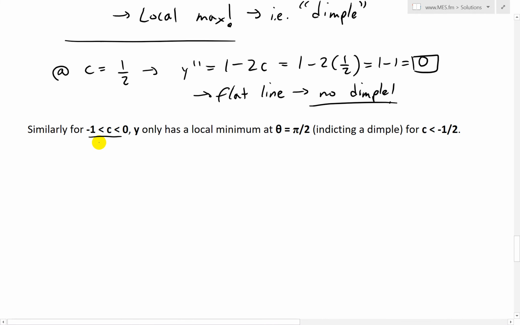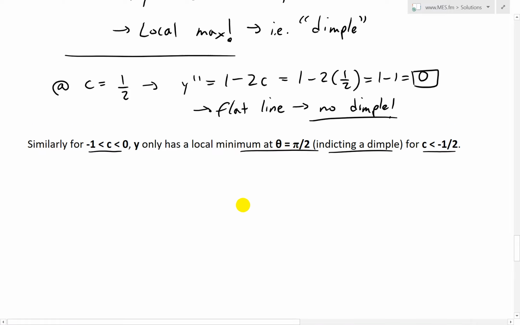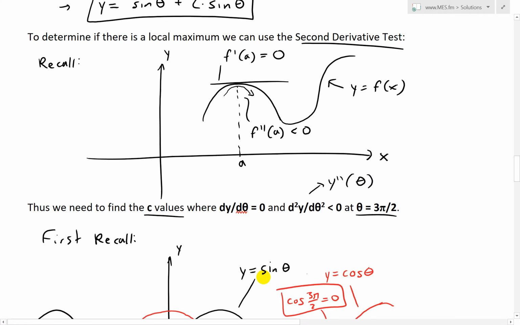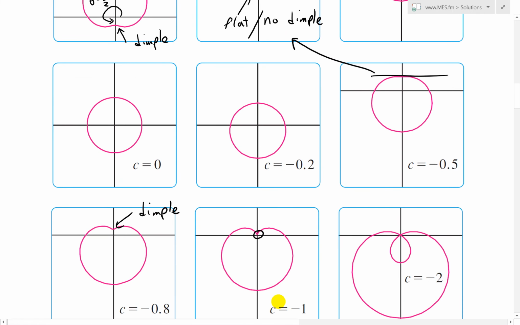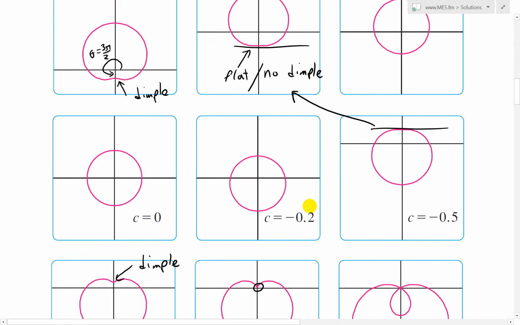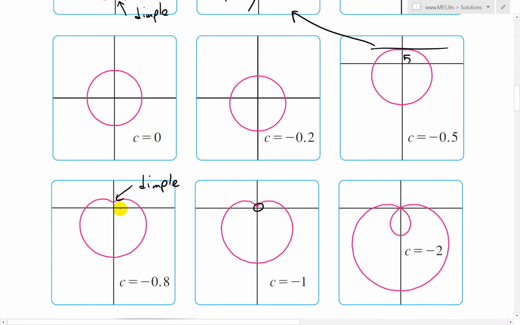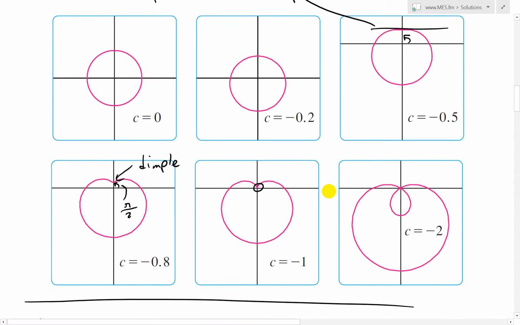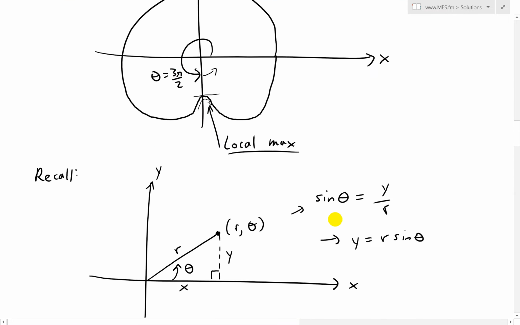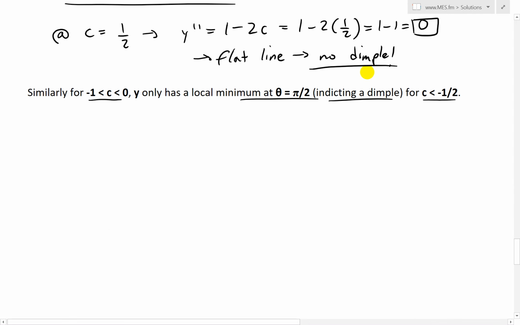So similarly for c between -1 and 0, y only has a local minimum at theta equals pi over 2, and this is again indicating a dimple. For c less than -1/2 or -0.5, and again this is at a different angle across there. So this is over there, or here's the dimple there. This is rotating it by pi over 2, or 90 degrees, like that. So that is the angle there. So let's just scroll down and go about solving this. So this one's a local minimum as opposed to a maximum.